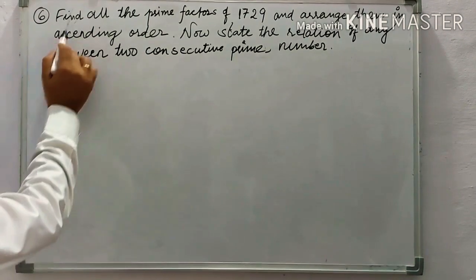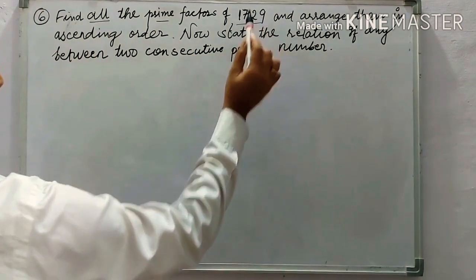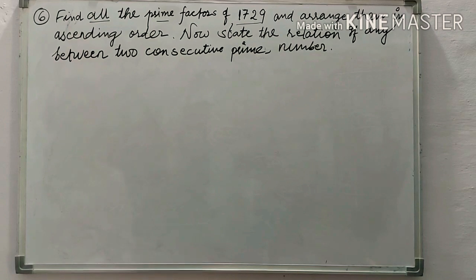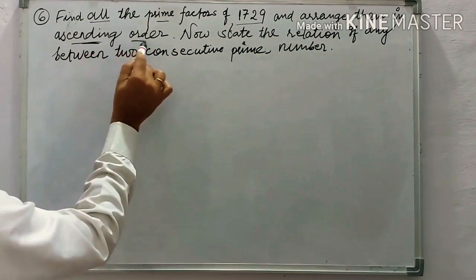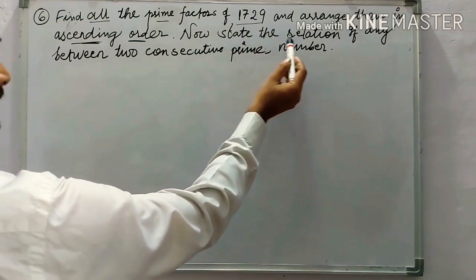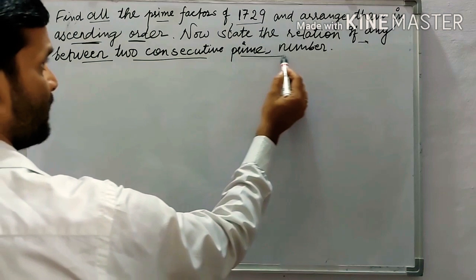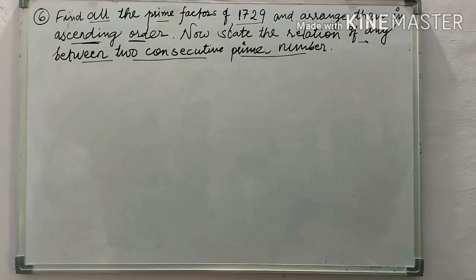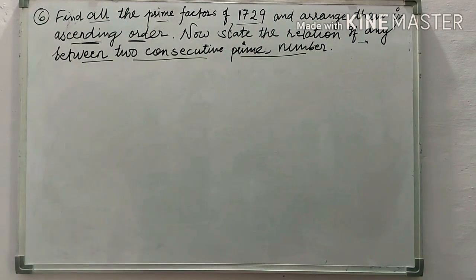Question number 6. Find all the prime factors of the number 1729 and arrange the factors in ascending order. Then state the relation between any two consecutive prime factors. So first you find the prime factors, then you check what type of relation exists between two consecutive prime factors.